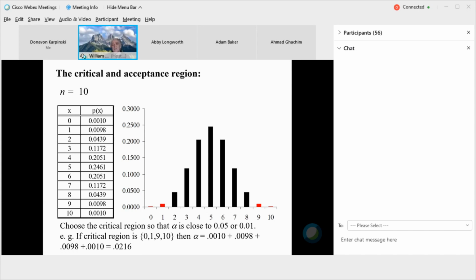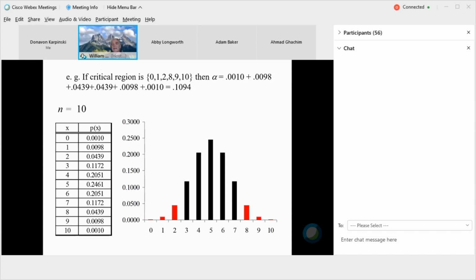I might increase that by adding the two numbers 2 and 8 into the critical region. When you add those in, the probability of making a type 1 error, alpha, is the probability of 0, 1, or 2, or 8, 9, or 10. That works out to be about 10%.